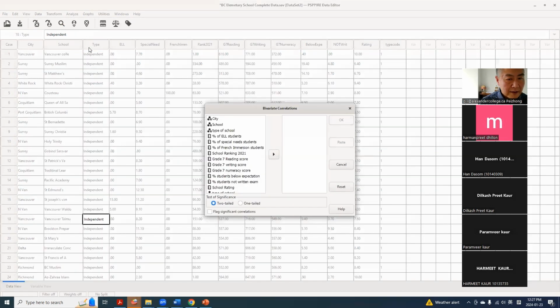Correlation, bivariate. Bivariate means two variables. I'm correlating two variables. So EL students and what else? EL students and grade 7 reading score.